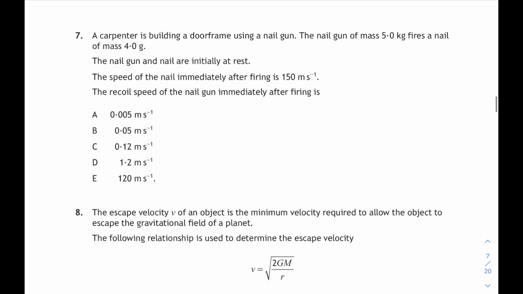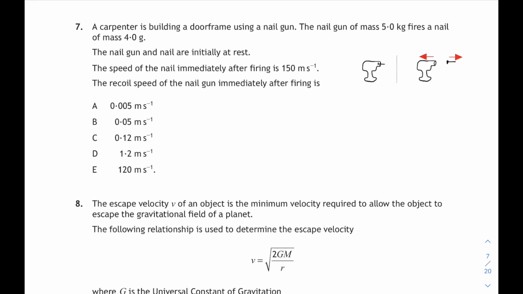Question 7. A carpenter is building a door frame using a nail gun. The nail gun's got a mass of 5 kilograms and it fires a nail of mass 4 grams. They are both initially at rest, and then afterwards the nail is moving at 150 metres per second, and we have to work out the recoil speed of the nail gun immediately after firing. I think we need a wee diagram here to show us what's happening before and after the nail's been fired. So excuse my terrible diagram here, but on the left there we have the nail in the gun and it's at rest, so initially the momentum is 0.